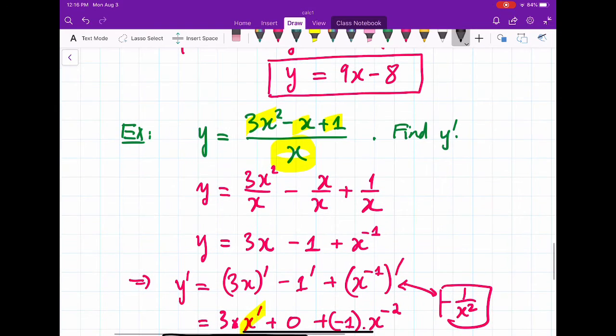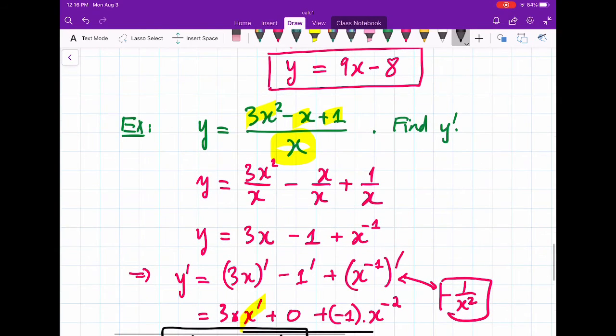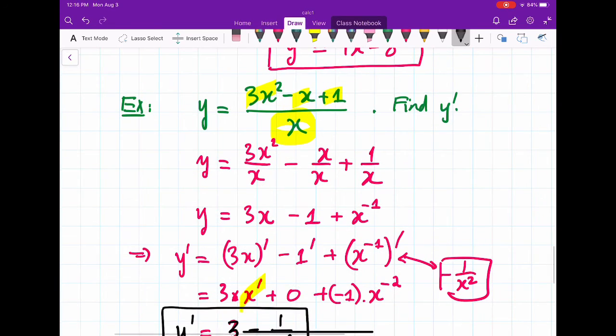You see, sometimes we have to do that. And I tell you, breaking a function into different functions is also one of important techniques, not only for differentiation rules. When we study integration, sometimes we need to do that because we don't know how to integrate this function in general. But if you can break this function into power functions, we will have power rule for integration. So this technique is quite popular.